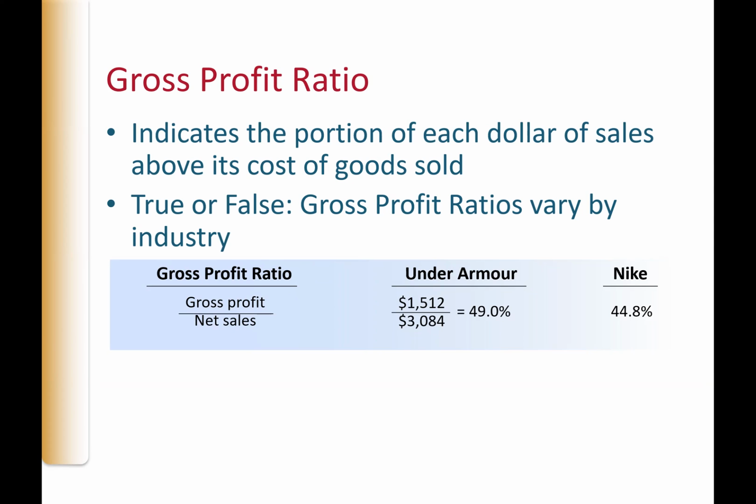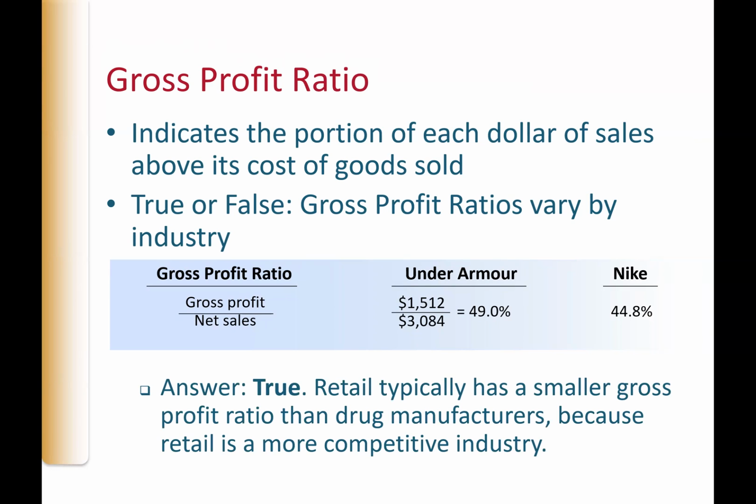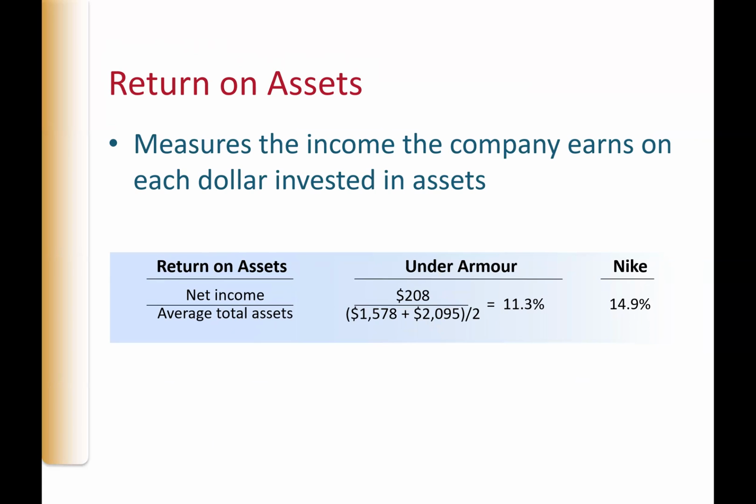Think of this. Think of a jewelry store versus a Walmart or just a grocery store. Do you think a grocery store has gross profit ratios similar to a jewelry store? No, they're not going to. Why? Because the profit margin on an apple is going to be tiny. The profit margin on a piece of jewelry is going to be huge. Okay. And so they are going to vary among industries.